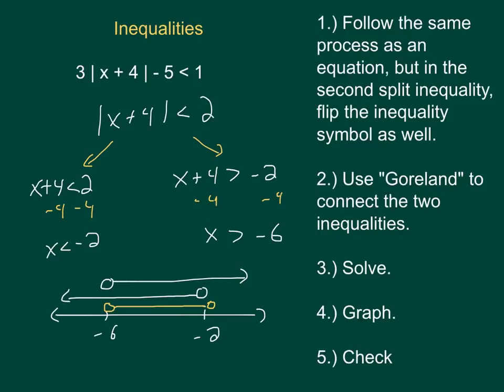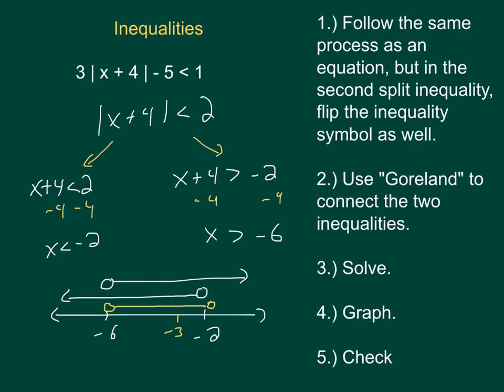And if I checked a number that fits in there, such as a negative 3, and I'm going to pick a negative 3 here, and I'm going to take that and plug it into my original. Negative 3 plus 4 is 1. The absolute value of 1 is 1. 3 times 1 is 3. 3 minus 5 is negative 2, and negative 2 is less than 1, so that works.